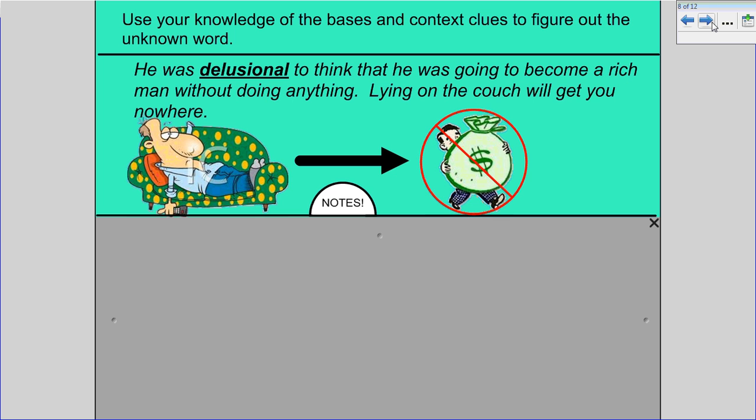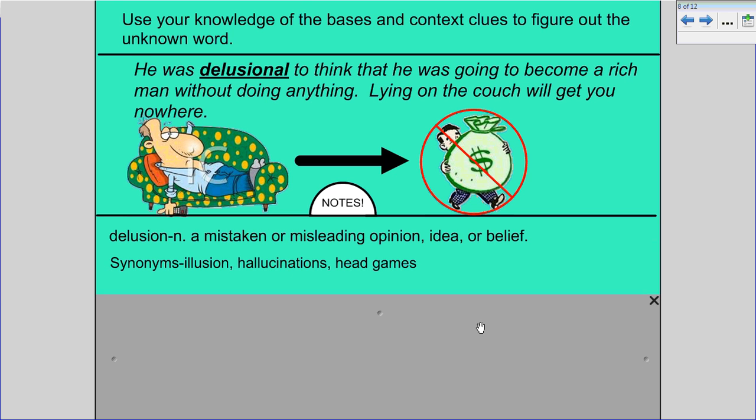So he is not thinking logically if he believes that he's going to get rich without having to do any work. So here we would say that if a person is having delusions, their mind is usually playing tricks on them. They are mistaken or have some sort of misleading opinion or belief. In this case, the man has a misleading opinion that if he does nothing, he will still become rich. Please write down these definitions in your graphic organizer, then restart the video.